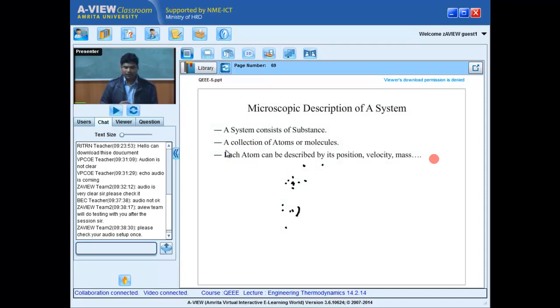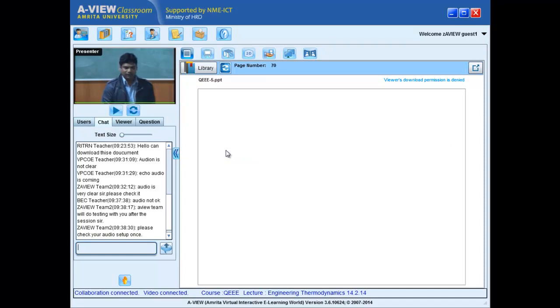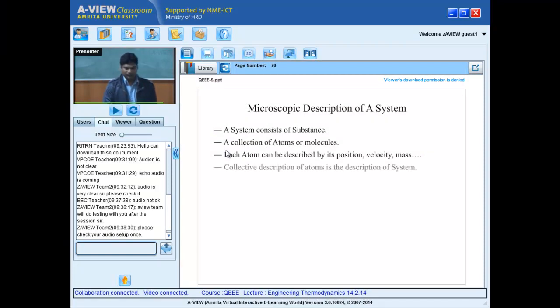Okay, so now you can see this particular one. Instead of that, the collective description of the atoms is the description of the system. If I describe all the atoms inside my boundary, then I can say I have completely described the system. By knowing all of them together, I can understand whether it is a single component or a multi-component system, whether the phase is changing or not, whether something is happening or not. All can be done.